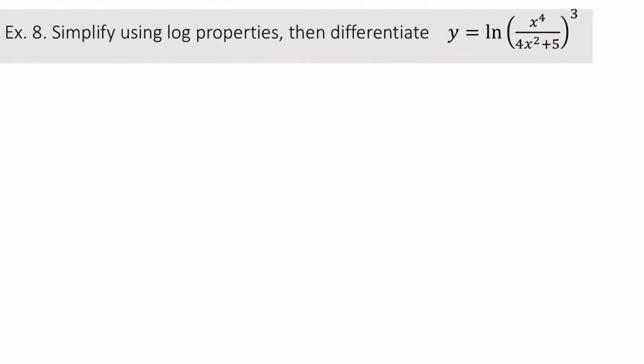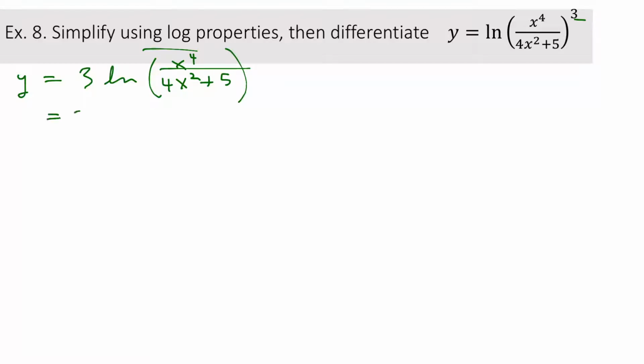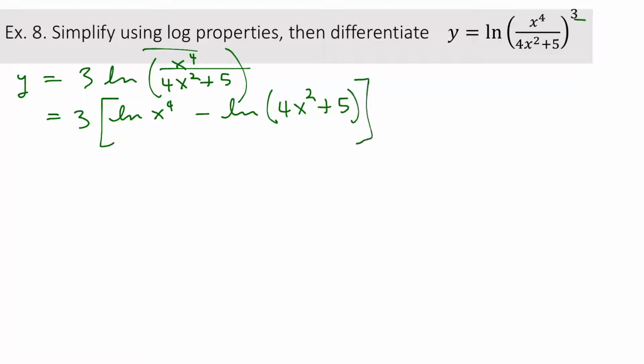Okay, so on this example as well, we're going to simplify it using our log properties first, and then we'll differentiate. So I have a power here, so I'm going to put that out in front first. And as I'm writing this out, you can see that I have a quotient, which I know I can simplify using subtraction. So this is 3 times the natural log of the numerator minus the natural log of the denominator. And now I can differentiate each of those terms separately.